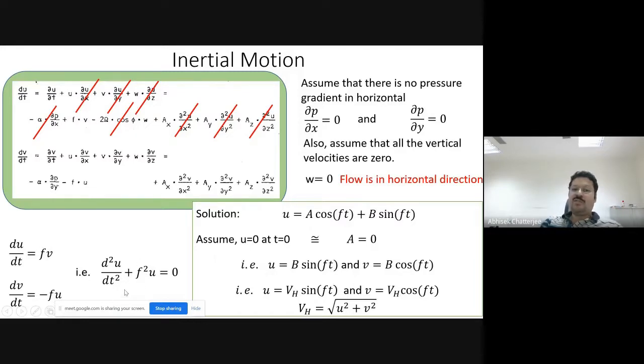So d square u dt square plus f square u is equal to 0. It's a second order differential equation. Very simple equation. Now we have to solve this. In order to solve this, we are assuming that the solution will be of this form: a cos ft plus b sin ft. Why are we assuming this?